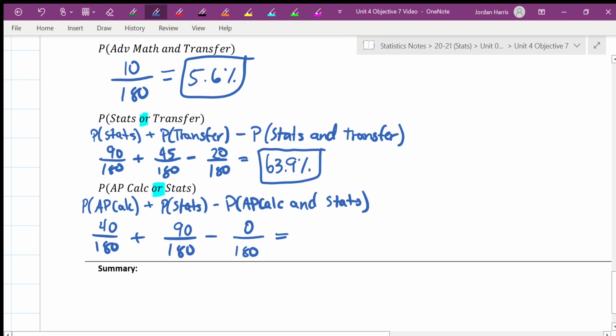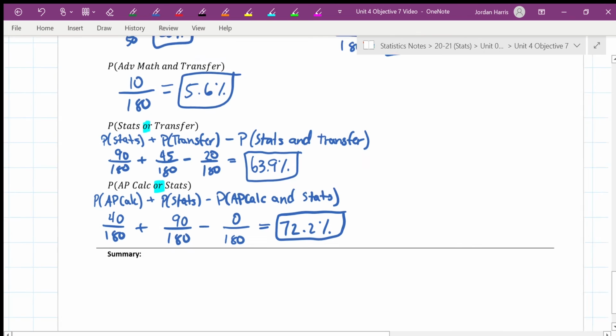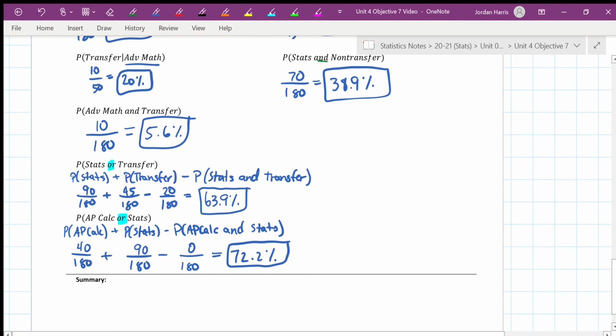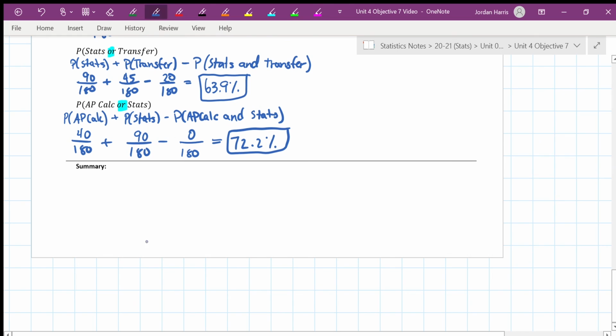You just have to really add the first two because the second one is 0. So type it in. 40 divided by 180. Plus 90 divided by 180. If you want to hit minus 0, you can, but you don't really have to. And remember, move the decimal twice to the right, and you get 72.2%. Once again, the ors end up with pretty large probabilities compared to the ands. Notice how the ands are pretty small, nothing over really 50%. The ors are usually a little bit larger. Okay, so with that, write your 3-sentence summary.